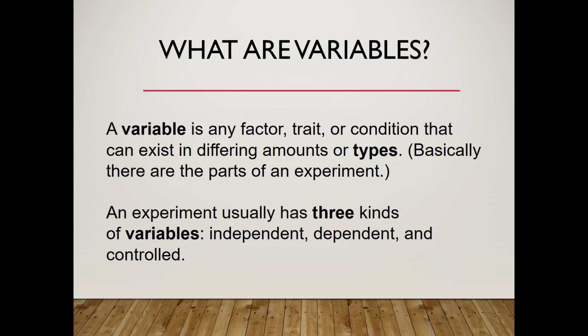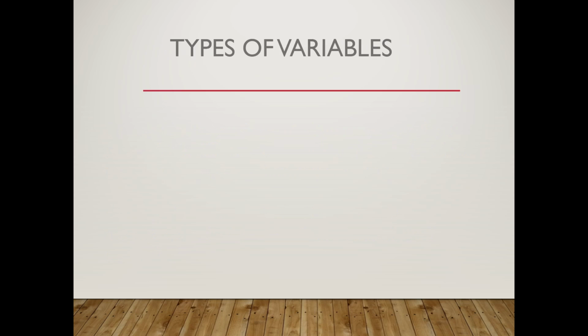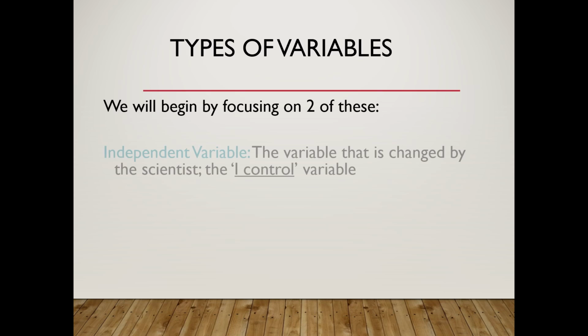And an experiment usually has 3 kinds of variables: independent, dependent, and controlled. We will get into these in more depth. Today we're only going to focus on independent and dependent variables. So, focusing on these two. First off, an independent variable. This is a variable that is changed by the scientist, the one they control. If we were measuring 2 plants and seeing which one grows, the thing we are controlling is if a plant is in front of a window or if it's in a closet.